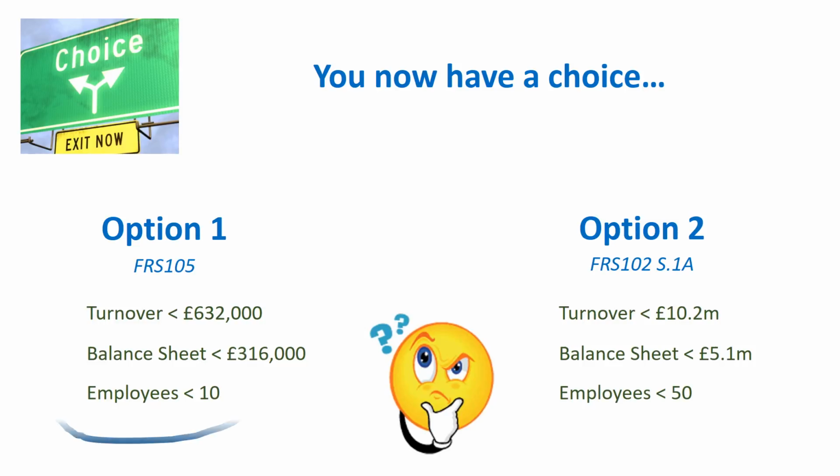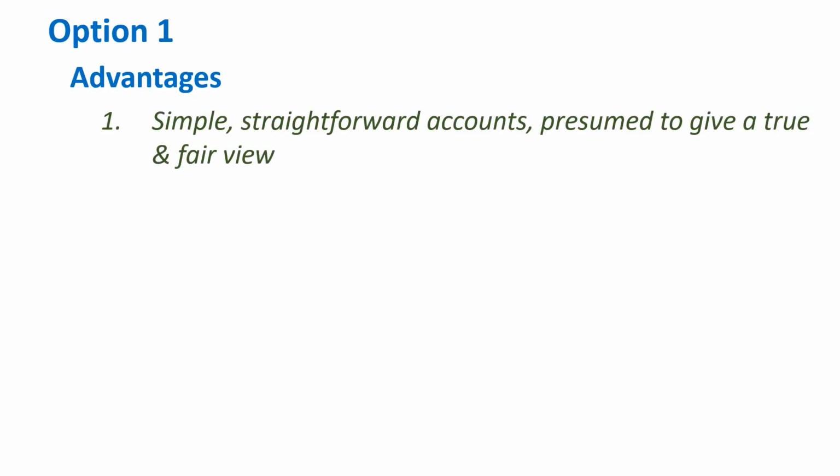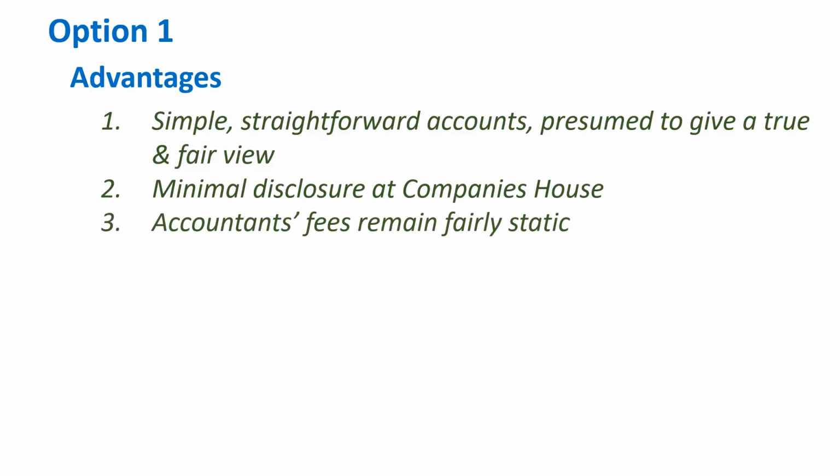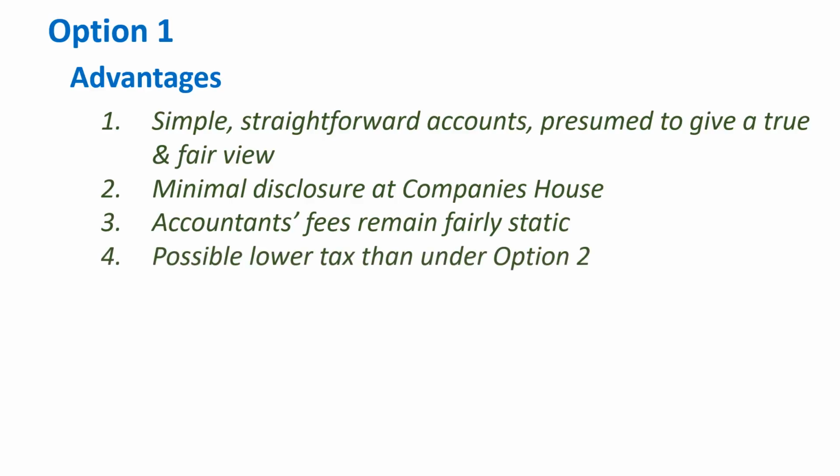So you would think if you fall within these parameters, then the obvious choice is Option 1. But that may not be the case. You may be better selecting Option 2. But why? Let us look at Option 1 in more detail, the advantages and disadvantages. Let's begin with the advantages. The accounts are simple and straightforward and presumed to give a true and fair view. They are in fact so simple that there's less than a page of information sent to Companies House. They are prepared on a similar basis as they are now, and so accountants' fees should remain fairly static. And it is possible that you would pay lower tax than you would under Option 2.